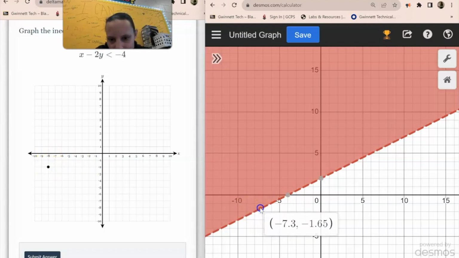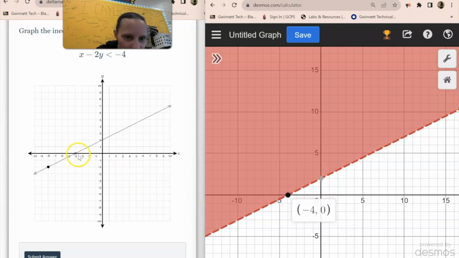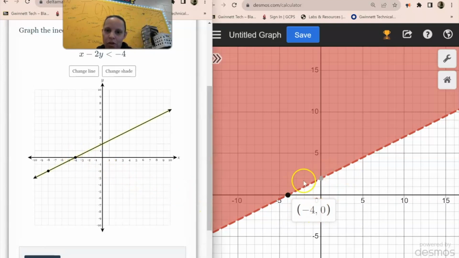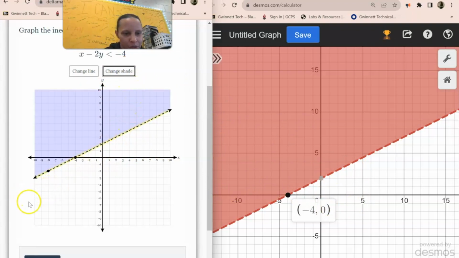And then keep doing it until you find another perfect number. There you go, -4, 0, bam. Open or closed, because you have to make it look exactly. It's open, change the line. And then where do I shade it? Make sure it's shaded over here. Boom, done, simple, cake. Okay, so all you gotta do is put it in the calculator, match it in here.